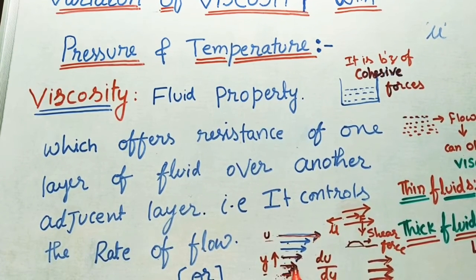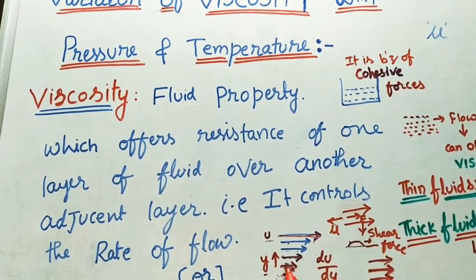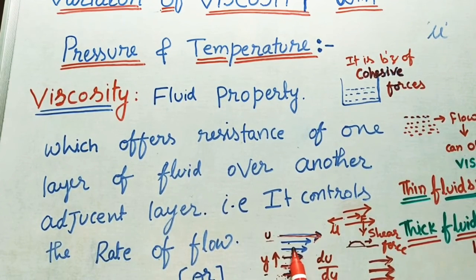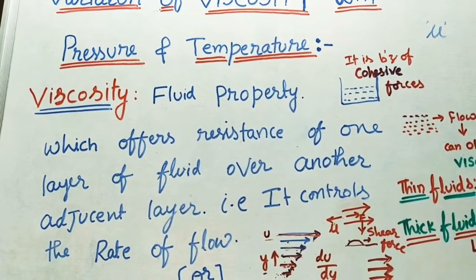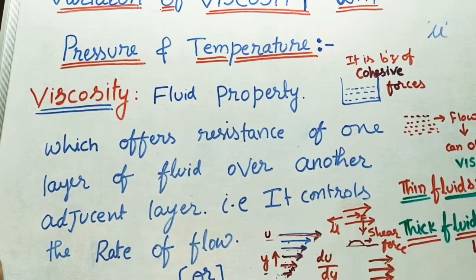This layer will attract this layer, and it will reduce the velocity. This layer will attract this layer, and this will reduce the velocity of this. This layer will offer the cohesive forces on this. These cohesive forces, we can give one name: resistance.